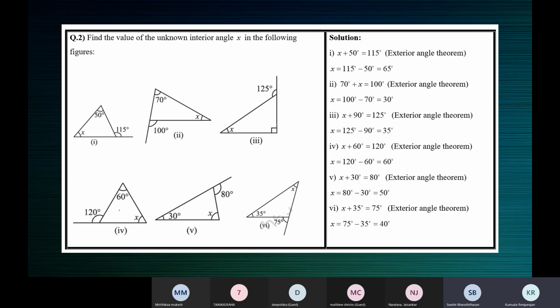You can say exterior angle theorem or exterior angle property also.